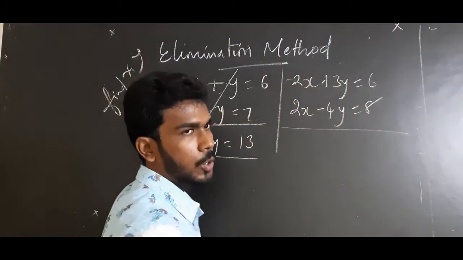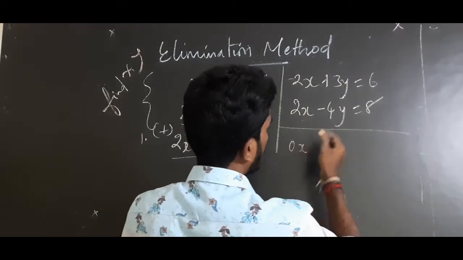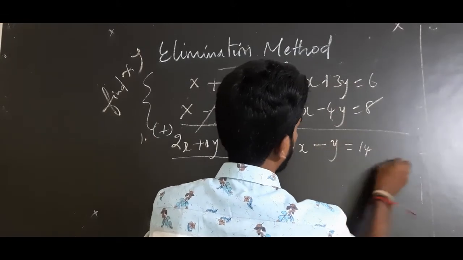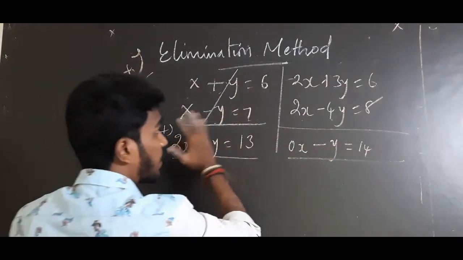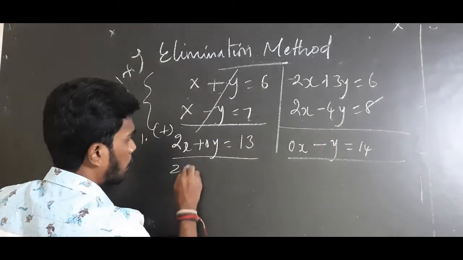Here, minus 2x and positive 2x. Minus 2x plus 2x, 0x. 3y minus 4y, minus y. That is equal to 14. Okay. This is a different sum. This is a different sum. Don't confuse. So 2x will give you 13.